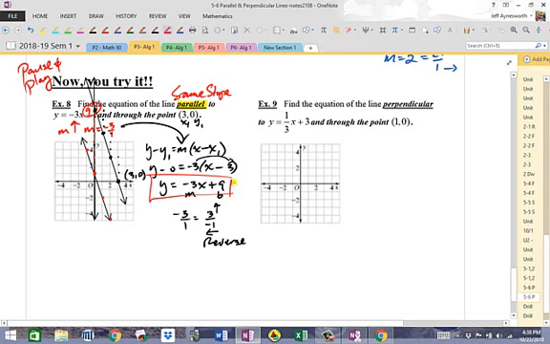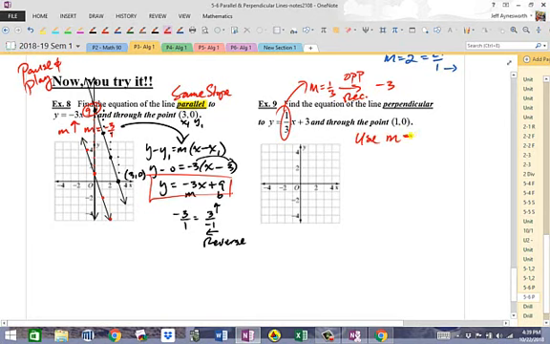All right, now perpendicular situation here. We want a perpendicular through (1, 0). So we want the opposite reciprocal slope. Here the slope equals 1/3. Opposite reciprocal, well that's negative 3. Opposite from positive is negative, and the reciprocal of 1/3 is 3. So we want to use m equals negative 3.